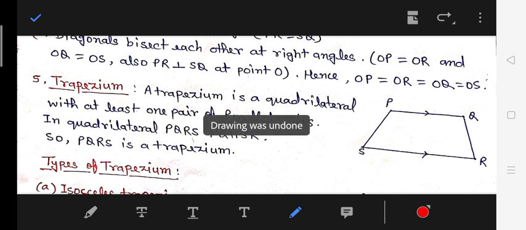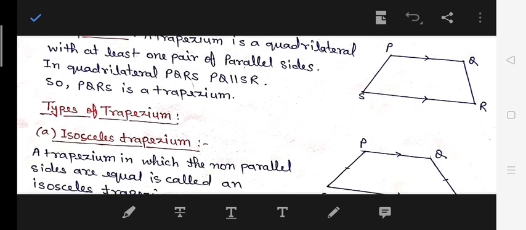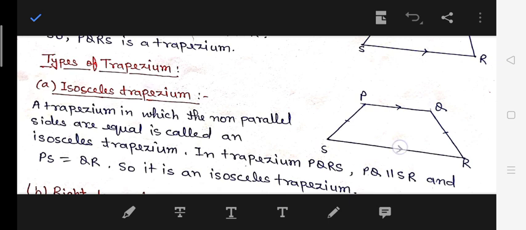PS and QR are not necessarily parallel. If one pair of opposite sides is parallel in a quadrilateral, that is a trapezium. So here PQRS is a trapezium, the reason being that one pair of opposite sides, PQ and SR, are parallel. What is the difference between a parallelogram and a trapezium? In a parallelogram both pairs of opposite sides are parallel, but in a trapezium at least one pair of opposite sides is parallel. So here PQRS is a trapezium. Now there are certain different types of trapezium.